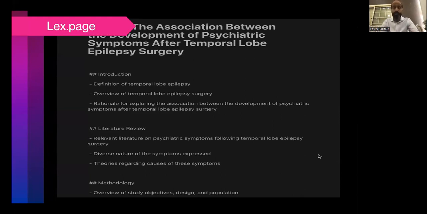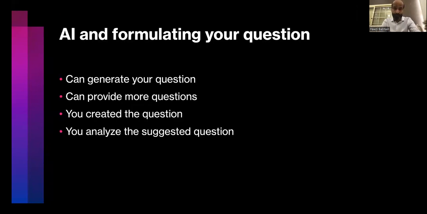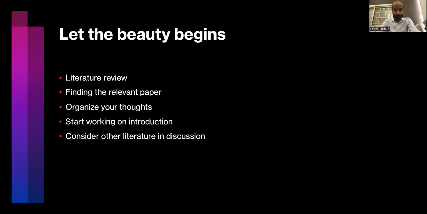And actually now it is using ChatGPT 4. So now AI helped me to generate more questions, although I created the question, and I have to look at the suggested questions and see which one fits my need. Now, the beauty begins with the literature review. Let's find the relevant papers. Let's organize our thoughts and then start working on the introduction.